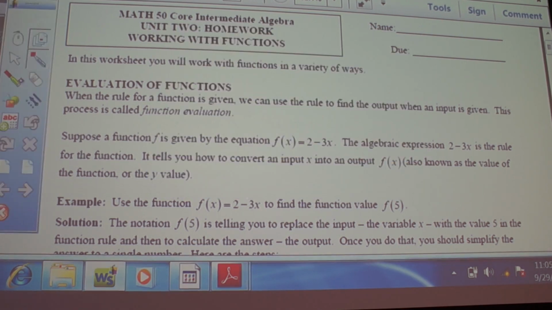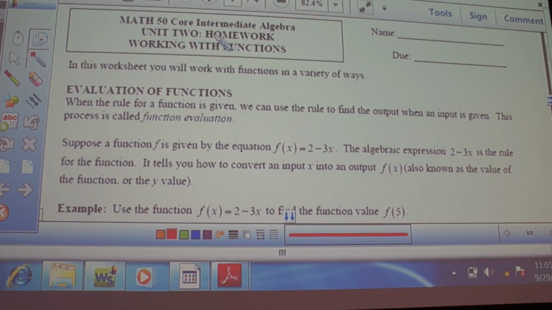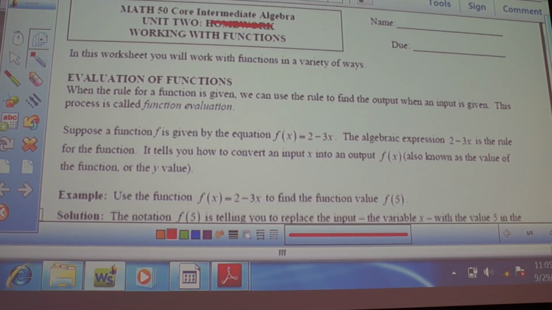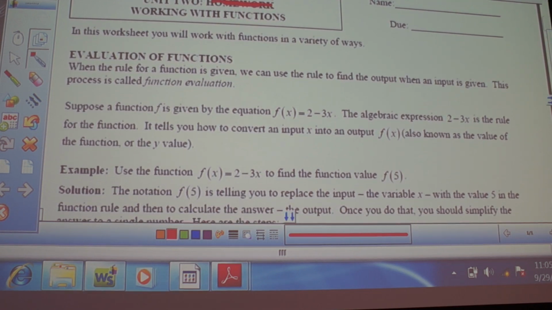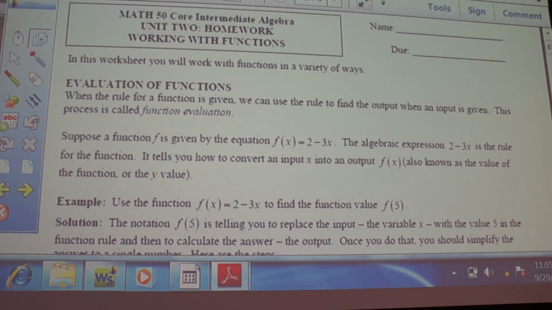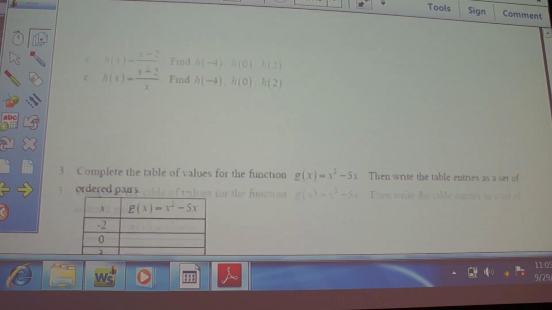So it looks like this. It's not a homework. It's just working with functions. So go ahead and get that handout out. Thank you so much. Great. This is what we're working on now. Okay. So let's slide on down. I believe we are on the 3rd page.